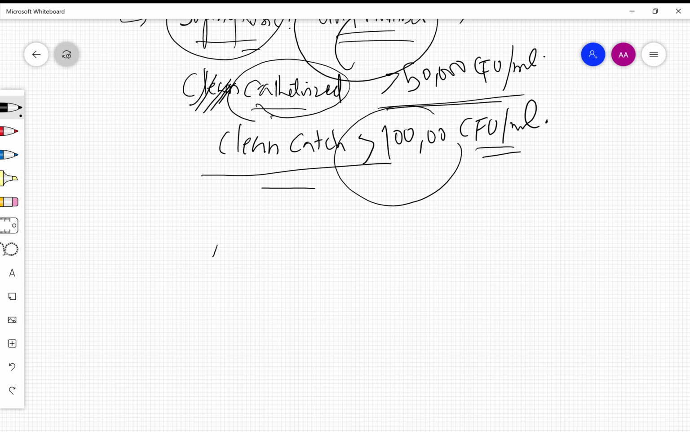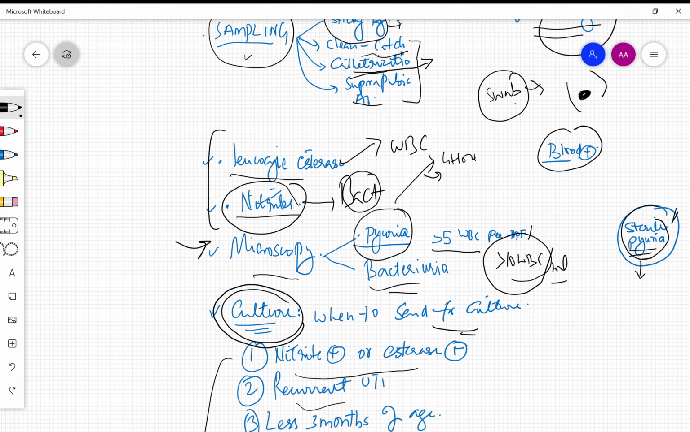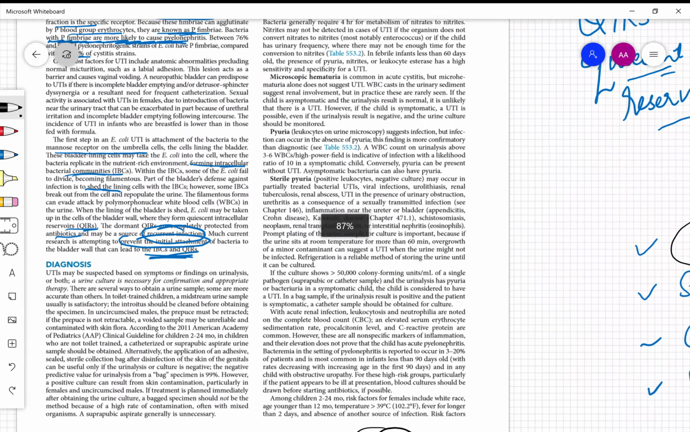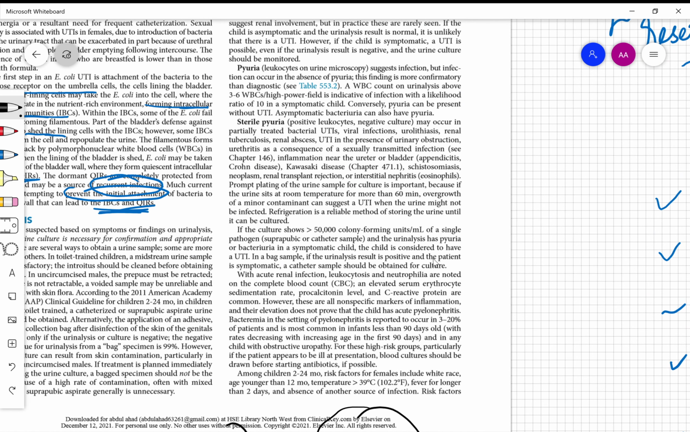Talking about what is written in the textbook, this is almost a summary, and in addition there is a mention of the complete blood count, C-reactive protein, and procalcitonin level. They are common, however they are non-specific markers.